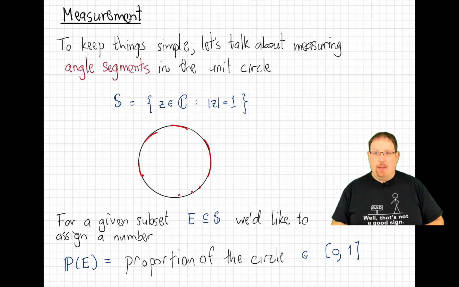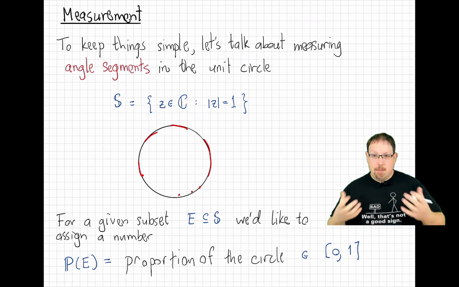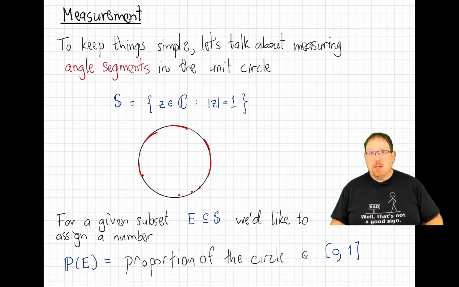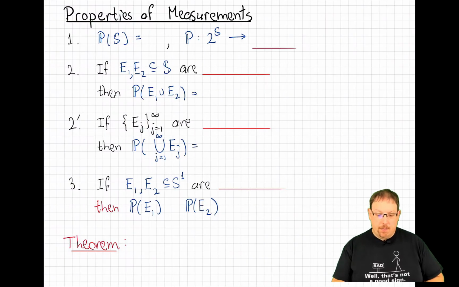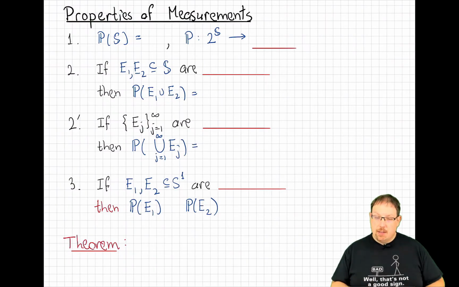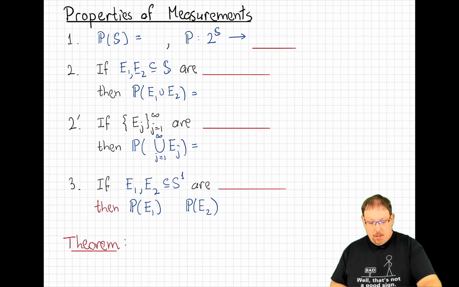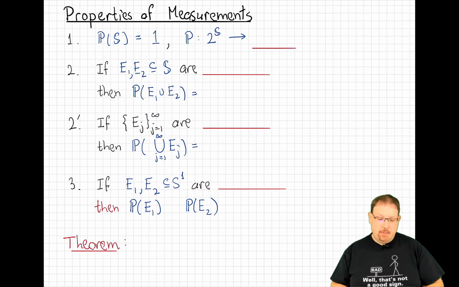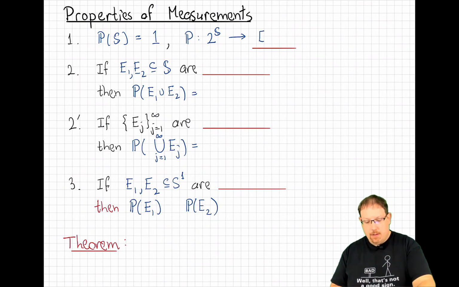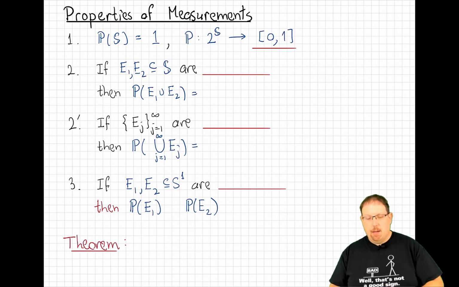But let's think a little more abstractly for a moment. What are the basic properties of this proportion measurement that we know must be true? Let's take a look. So the first property is that, as we said, the measurement of the entire circle, the proportion of the set that is the whole circle in itself, is 1. And for all subsets of the circle, the proportion measurement is a number between 0 and 1.